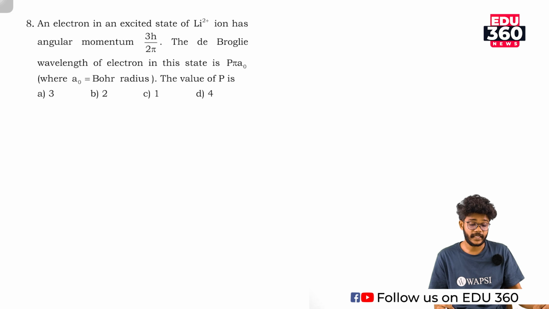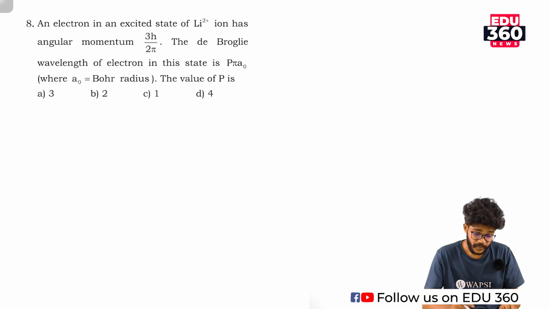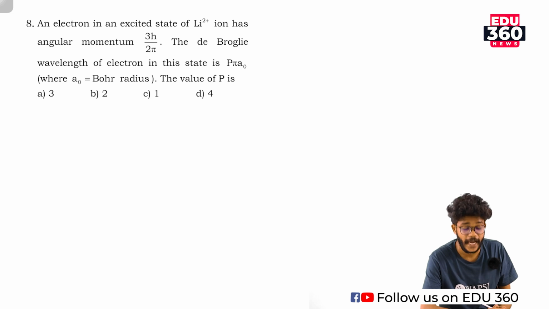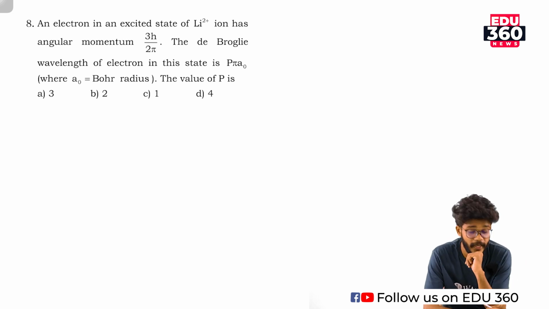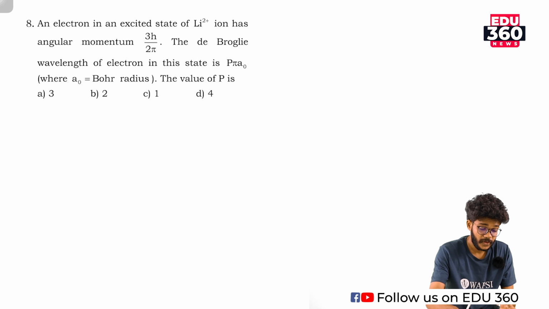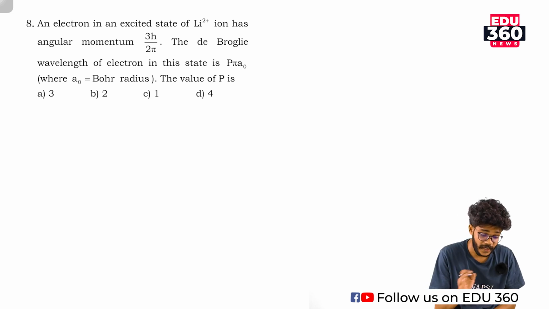An electron in an excited state of lithium 2+. What is the atomic number of lithium? It is 3. The ion has angular momentum 3h by 2 pi, that is, mvr is 3h by 2 pi. The de Broglie wavelength of the electron in this state is p pi a0. So we want to find p. What is a0? a0 is the Bohr radius. So we have to find the value of p.